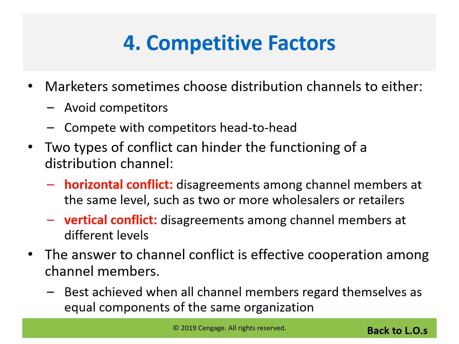First, you have the horizontal conflict, which is the disagreements among channel members at the same level, such as two or more wholesalers or two or more retailers. Vertical conflicts refer to disagreements among channel members at different levels. So, for example, between wholesalers and retailers or between agents and retailers. The answer to channel conflict is effective cooperation among channel members, best achieved when all channel members regard themselves as equal components of the same organization.